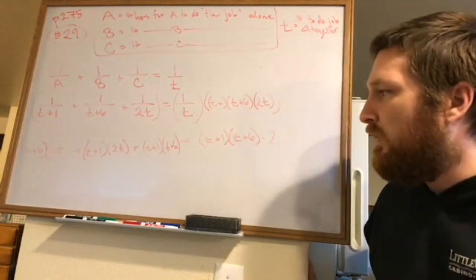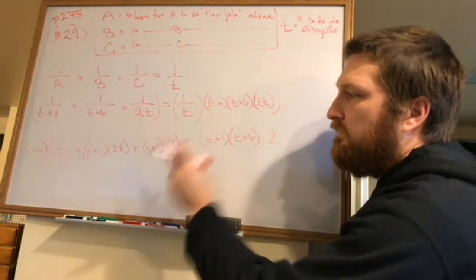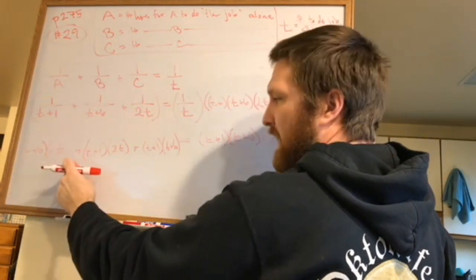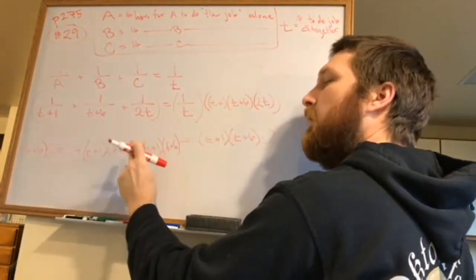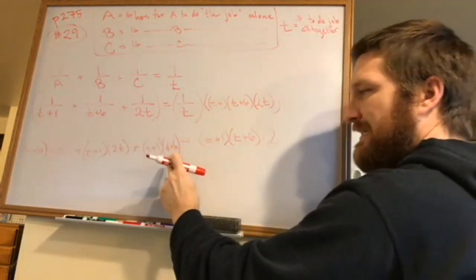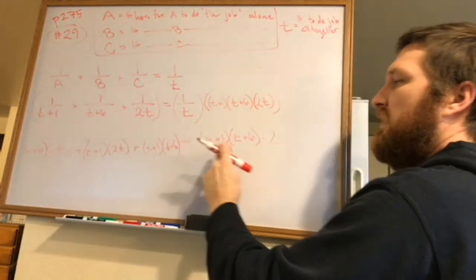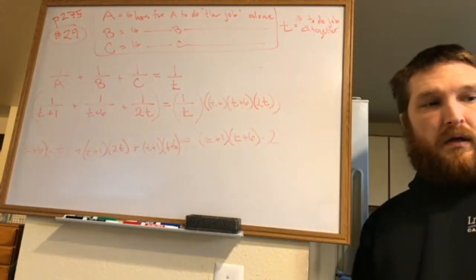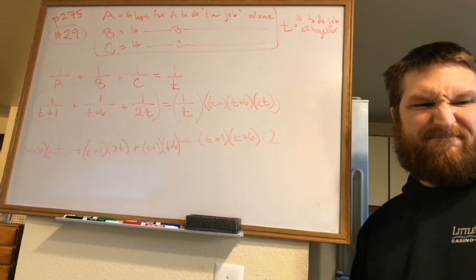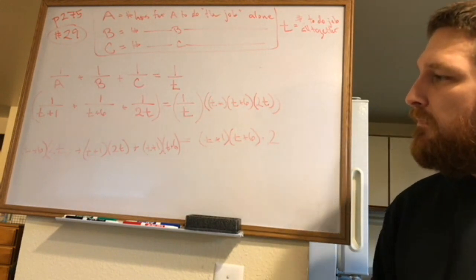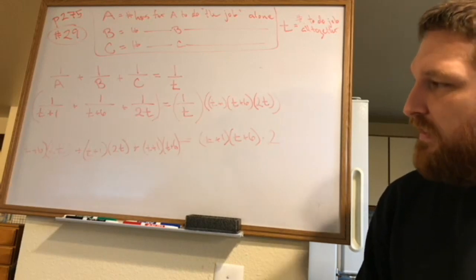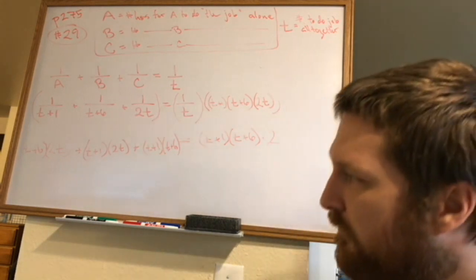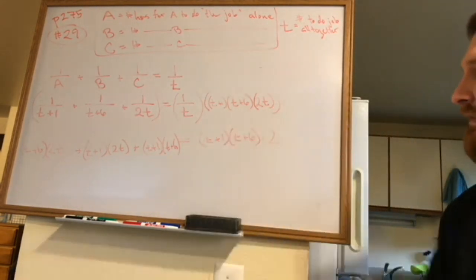Okay, so what we said here, we're left with t plus 6 times 2t plus t plus 1 times 2t plus t plus 1 times t plus 6 equals t plus 1 times t plus 6 times 2. Okay. Now what do you want to do? I suppose we should simplify. Yeah, that's what I'm thinking we should do. So where do you want to start? Probably just the left-hand side. Let's do it.